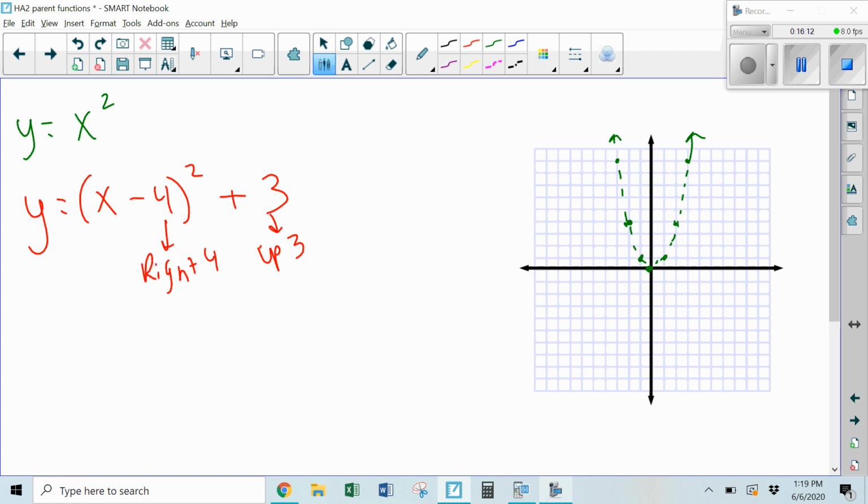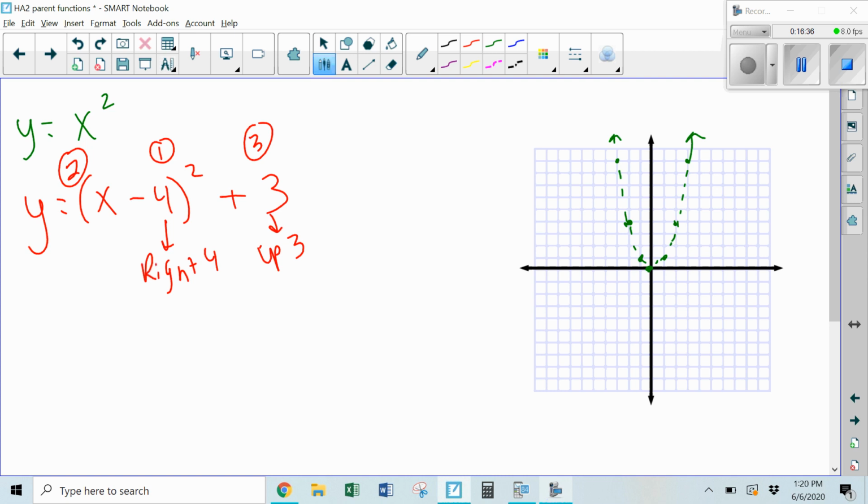Now, the order in which you do these doesn't matter, but sometimes it does. So, because order matters sometimes, you always want to do this first, then anything out here, and then the up or down last. Maybe make a note of that. You want to move left and right first. Then you want to do any vertical stretch or shrink or reflection. Then finally, you want to move it up or down.